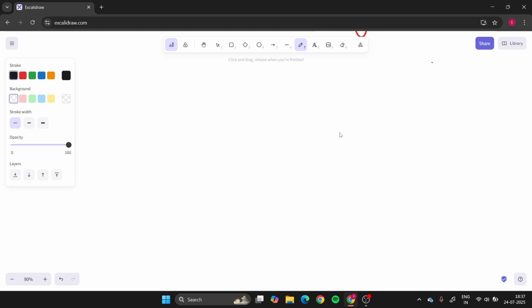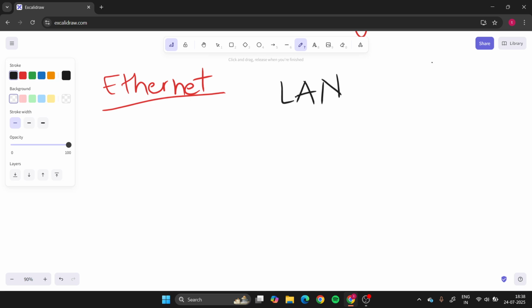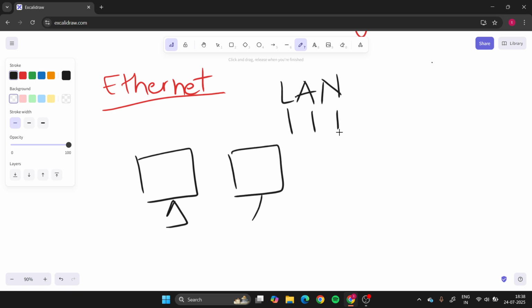So the first one is a very commonly known one, and it is called Ethernet. So everybody knows what Ethernet is, or at least has some basic idea. If not, we'll quickly go through what it exactly is. So it is a widely used protocol for wired LANs. LAN is a type of network, which means local area network. So for example, if I were to draw, there are two computers, right? Two or more than two computers.